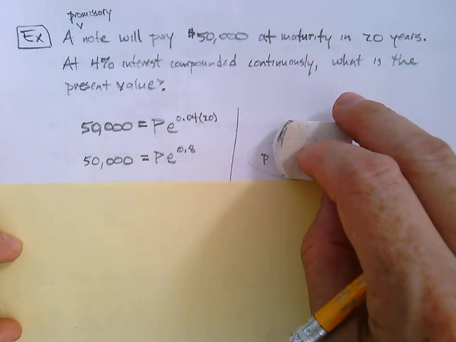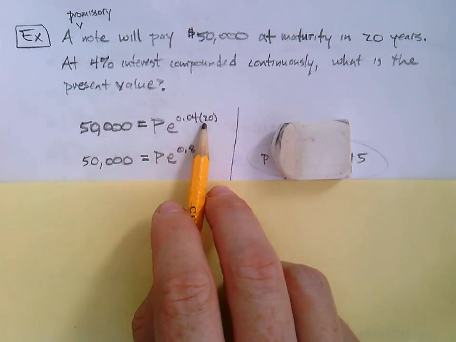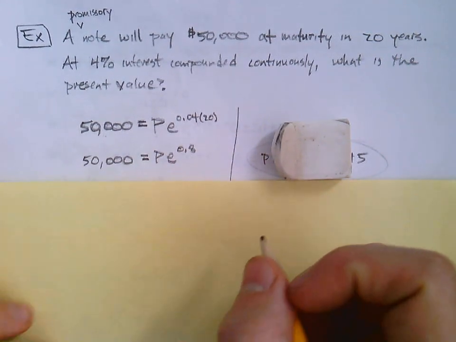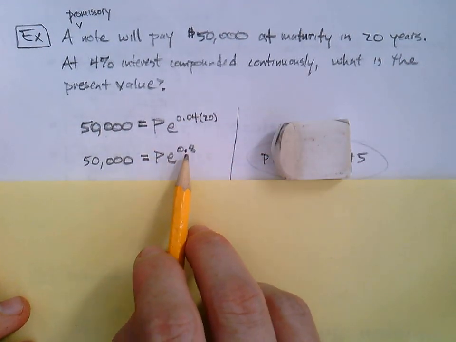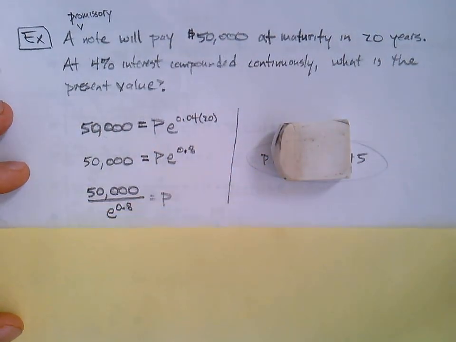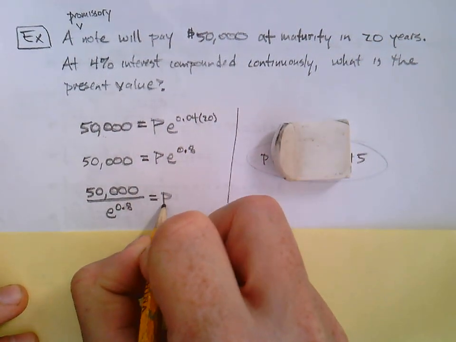Looks like I'm showing you answers a little too soon. Okay, so maybe we'll simplify this. 0.04 times 20, let's just call that 0.8. So 50,000 equals P e to the 0.8. And I like to just keep it here. I don't like to round in the middle of a problem.